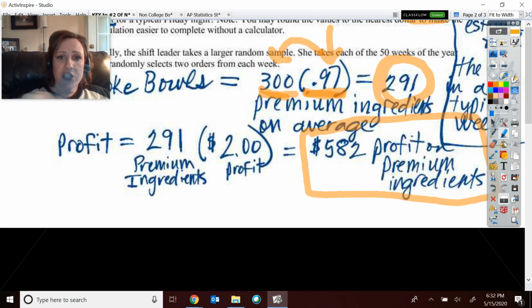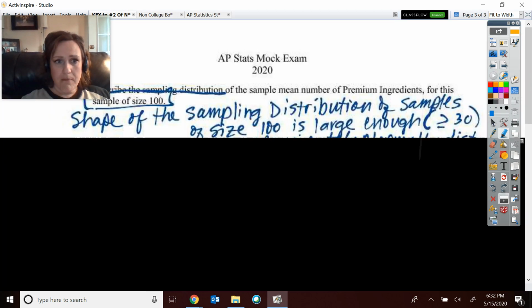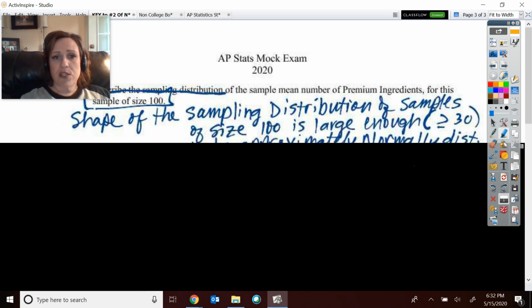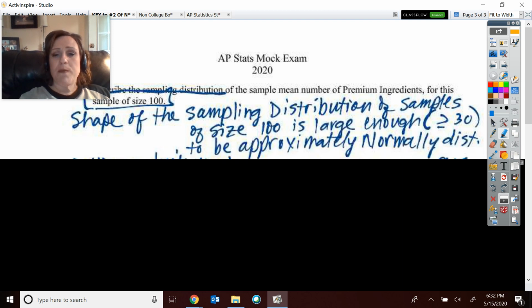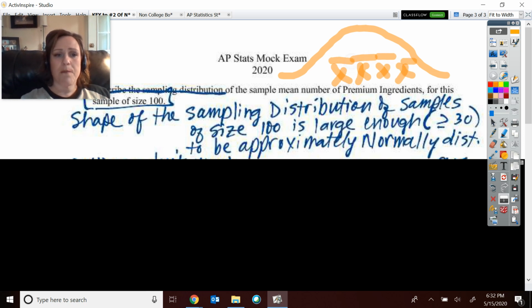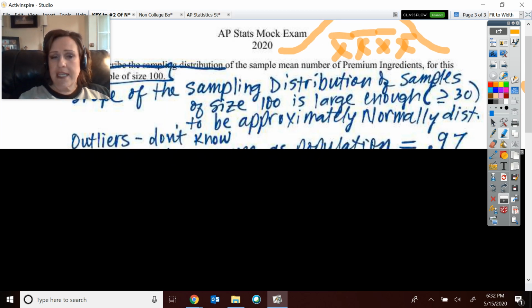So first, here we go. Shape of this is going to be sampling distribution. Samples of size 100 is large enough, greater than or equal to 30, to be approximately normally distributed. So we will have means centered or approximately normally distributed, okay? Now, outliers, I don't know of those because I don't have the data. So then now we have the mean.